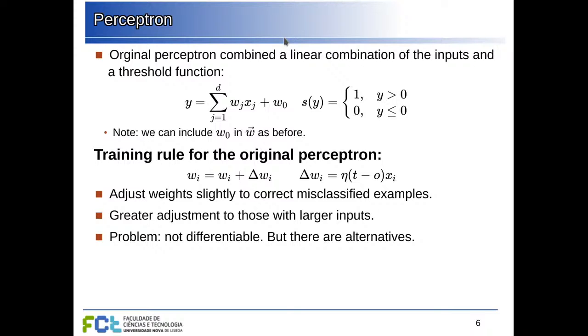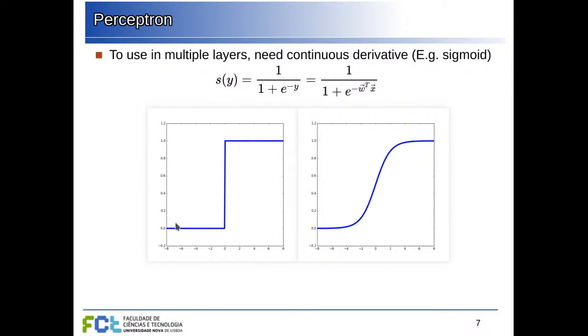They could train the perceptron to classify things, but the problem was that it's just a linear classifier, as we can see. And if we want to combine these together in multiple layers, it's not practical to have this kind of function, because we need a continuous derivative to propagate the adjustments from one layer to the next.